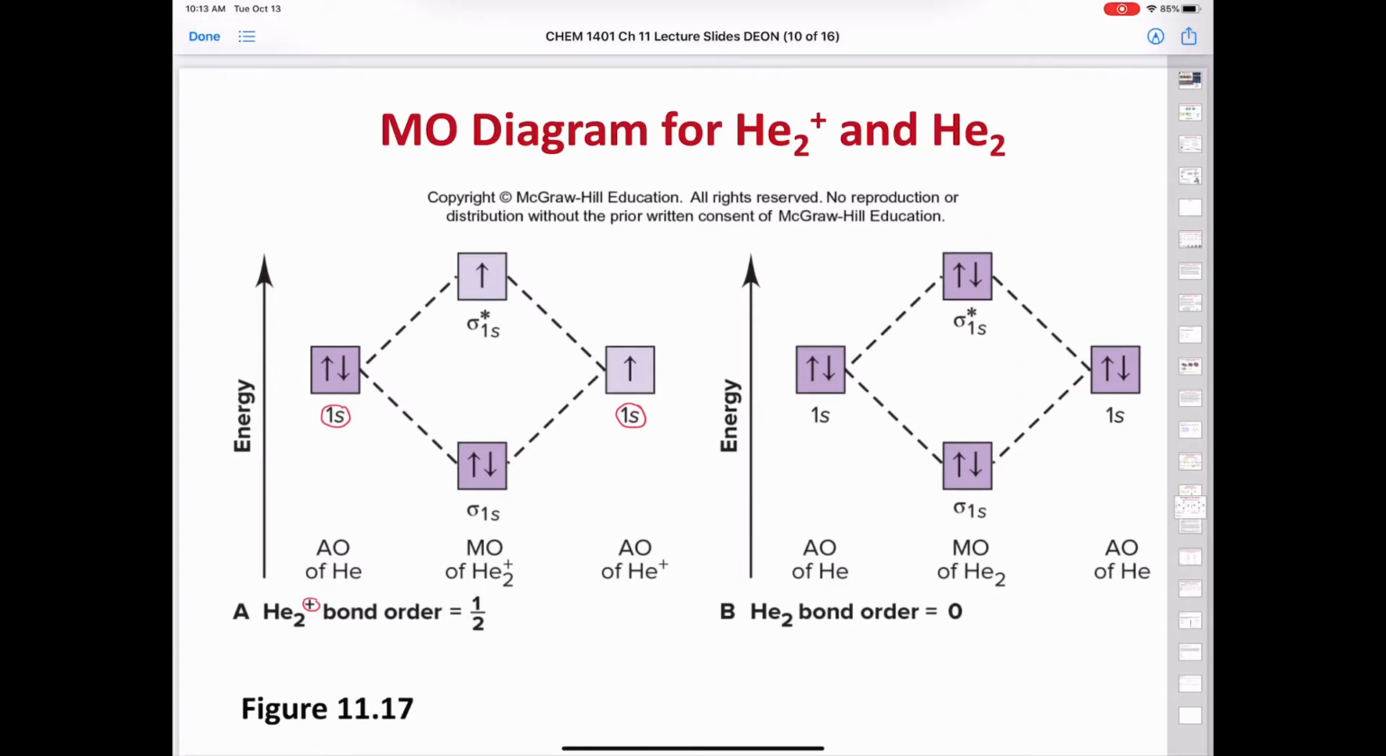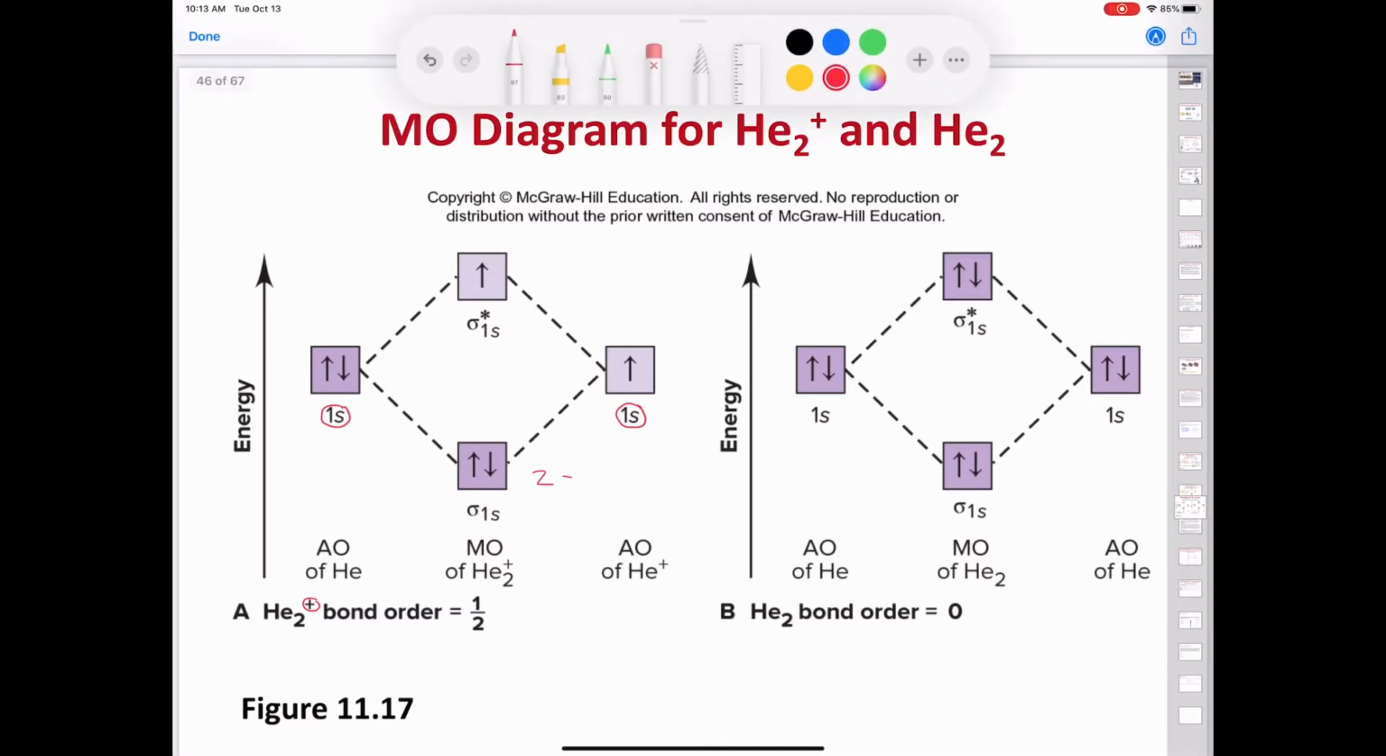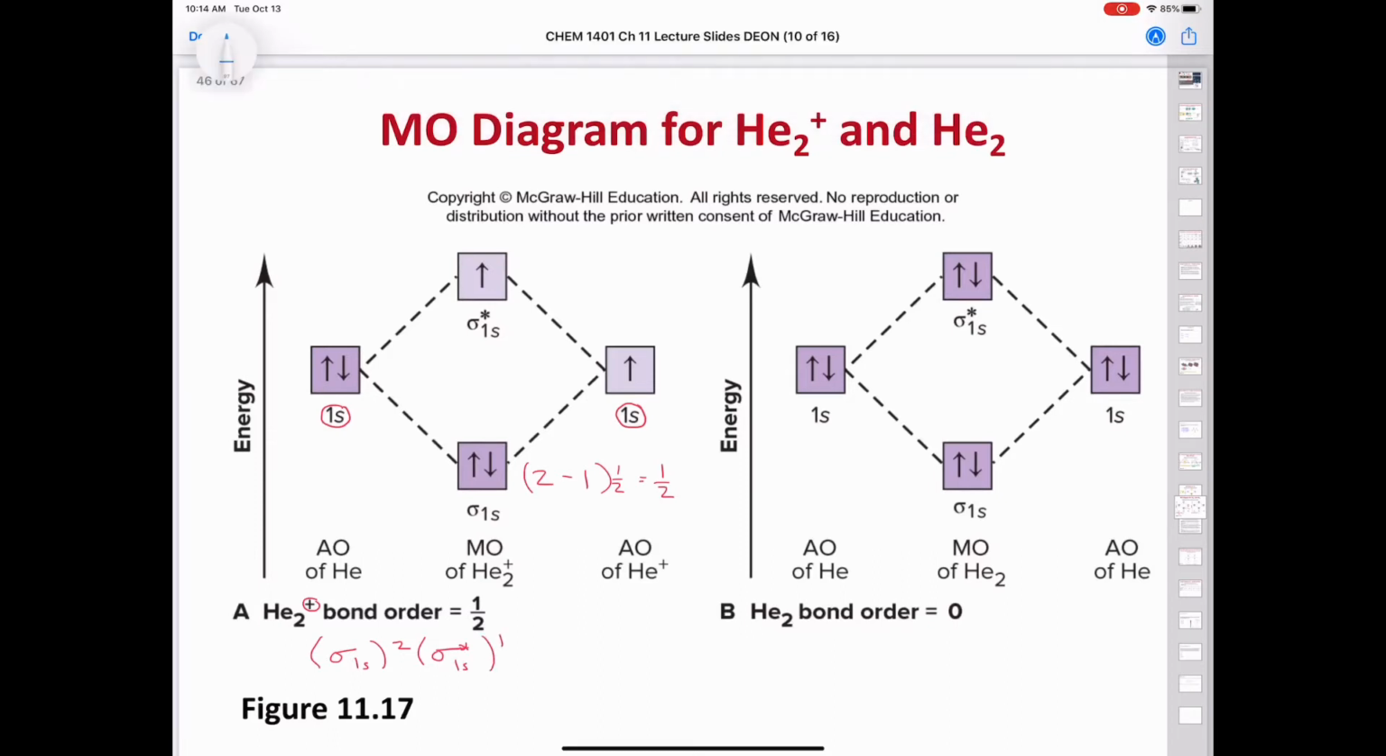The bond order is a half because we have 2 electrons in the bonding orbital minus 1 electron in an antibonding orbital, and we multiply that by a half. So 2 minus 1 is 1, and multiply that by a half, and we get a half. That's how we calculate our bond order. Thus, the He2+ ion has a relatively weak bond, but it should exist. Indeed, this species has been observed frequently when helium atoms collide with helium+ ions. The electron configuration of the He2+ is going to be sigma 1s2, sigma star 1s1.